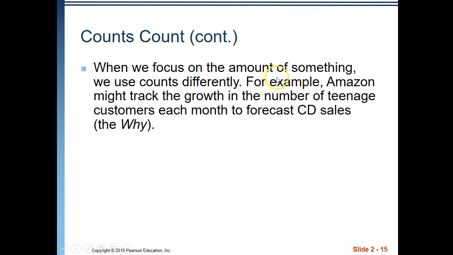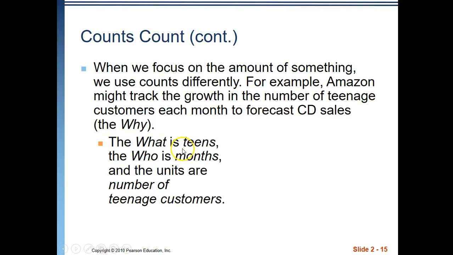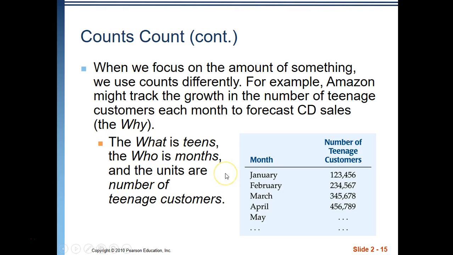When we focus on the amount of something, we use counts differently. For example, Amazon might track the growth in the number of teenage customers each month to forecast CD sales, right? Which is fine. That's not a big deal. The what is teens and the who is months, and the units are the numbers of teenagers. I've been seeing a ton of questions saying who, what, where, label, all of that. They just want you to realize how to describe data. Do you know the difference between each category, and do you know how to describe it? That's basically all they're getting at with the data.